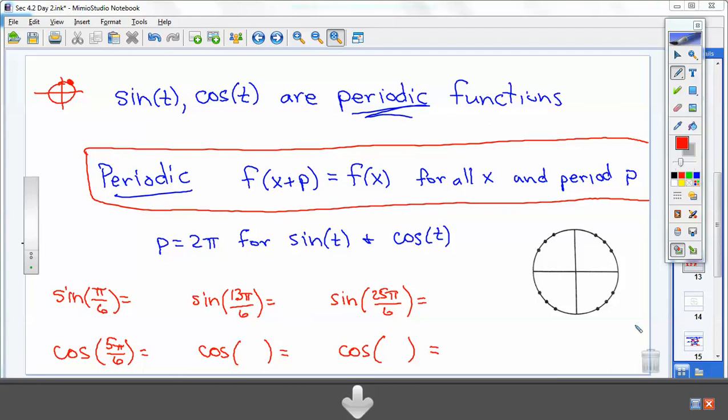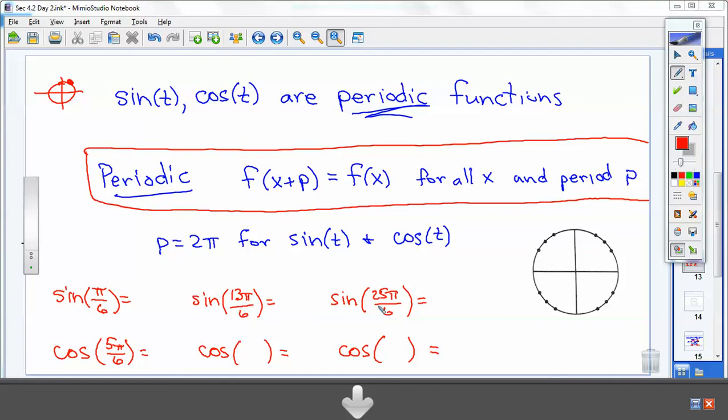Now, on your homework, there's going to be some questions that say, use the fact that the period is 2 pi to do these problems. So, for example, they might give you sine of 25 pi over 6. There's no way for you to actually show this to me. Well, there is, but I'm not going to make you do it. And they're saying, use the fact that it's a periodic function to find this.